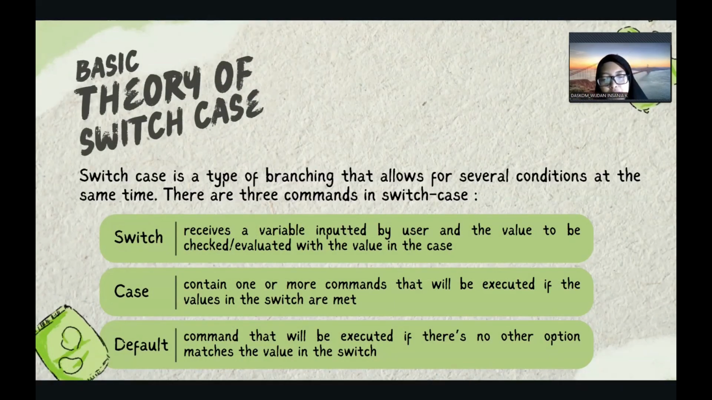After talking about if-else conditions, we are going to talk about the switch case function. Switch case is a type of branching that allows for several conditions at the same time. There are three commands in switch case. The switch receives a variable inputted by the user, and the value is evaluated against the value in the case. Case contains one or more commands that will be executed if the values in the switch are met. The default command will be executed if no other option matches the value in the switch.